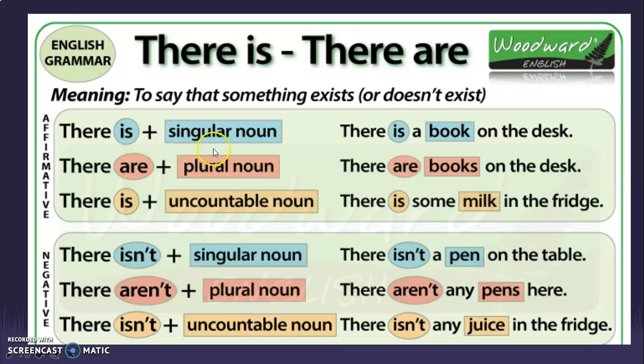There is, if it is a singular noun, book. There are, for the plural noun, books. There is, for uncountable noun, milk, for which we use the word some. And these are the negative statements. There isn't, for singular noun, a pen. There aren't, for the plural noun, pens. There isn't, for the uncountable noun, juice, for which we use any.